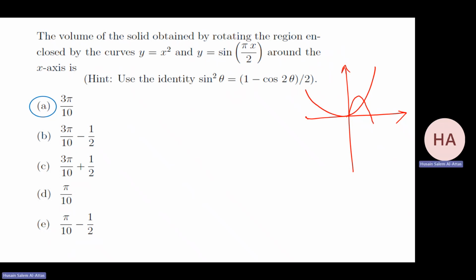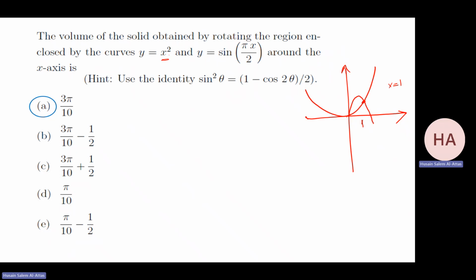Okay. I need this point, where we have equality. Very clear. If x equals 1, then sine of pi x over 2 is 1, and x squared at x equals 1 is 1. So this is 1. It is very clear this is 1 by inspection.